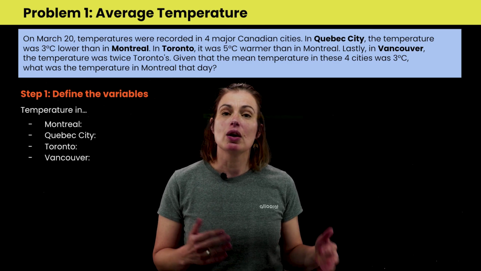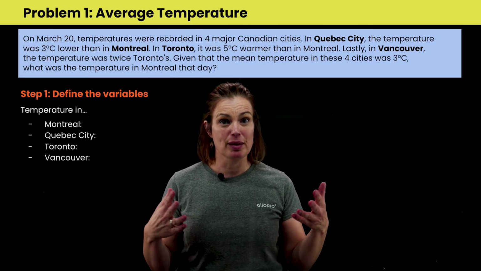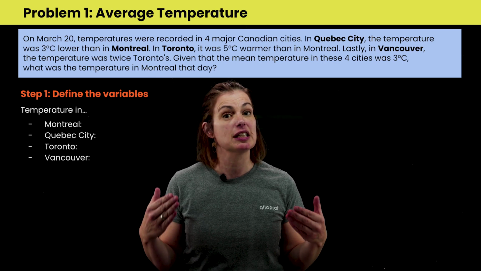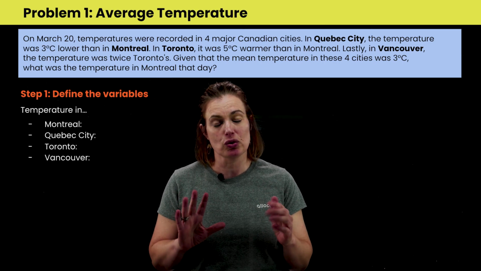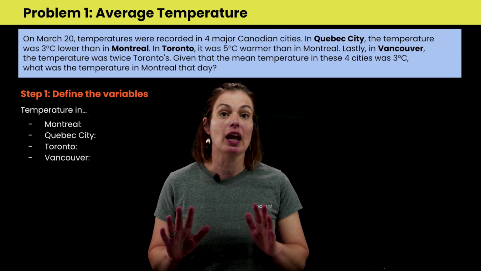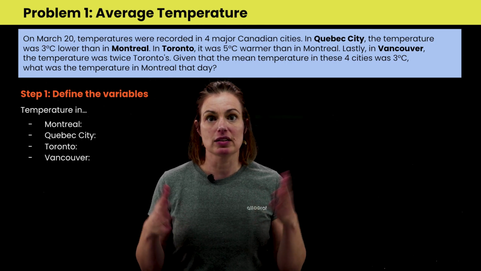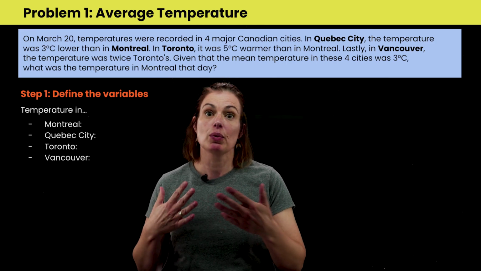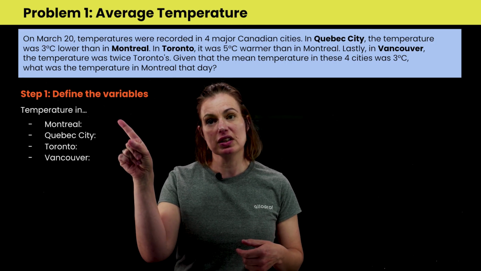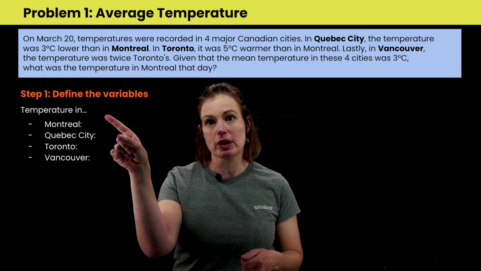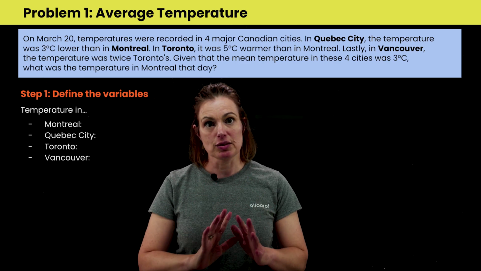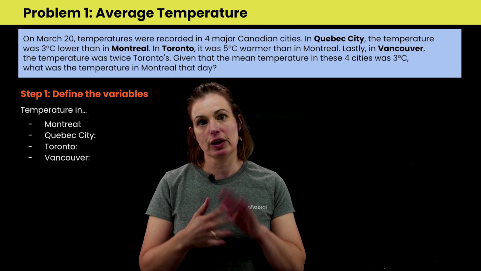And to do this, we've got 4 cities and they're all talking about temperature. So what we've really got to do is get specific here and refer to the temperature in these 4 cities. It's not good enough to just say, X is whatever city. We need to say what aspect of the city we're talking about. So since it's temperature in all 4 of them, then I'm just going to write it once, temperature in, and then I list my cities, Montreal, Quebec City, Toronto, Vancouver.